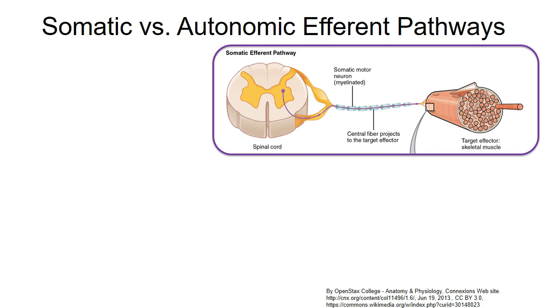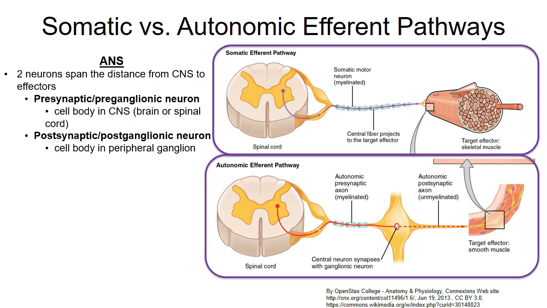Okay? Now, with the autonomic nervous system, it's a little bit different. In order to get from the central nervous system to the effector, there's actually a synapse. So you need two neurons. You've got one that starts off in the spinal cord, and then there's a synapse, and then there's a second neuron that carries the rest of that signal to the effector. So that's one of the major anatomical differences between the somatic and the autonomic nervous system.